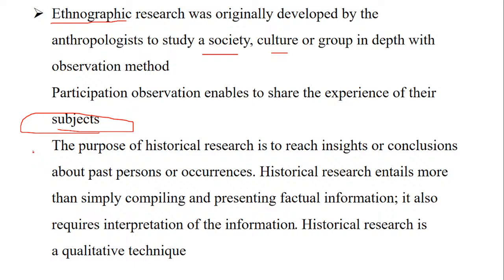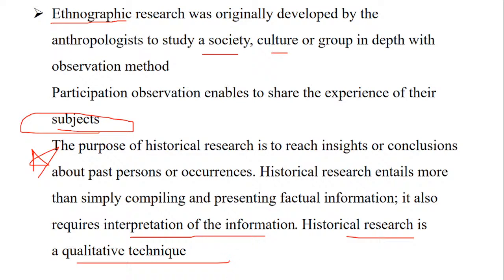Next, and last, is historical research. Historical research is research which gives insights or conclusions about past occurrences. Historical research entails more than simply compiling and presenting factual information; it also requires interpretation of the information. So historical research is more of a qualitative technique.